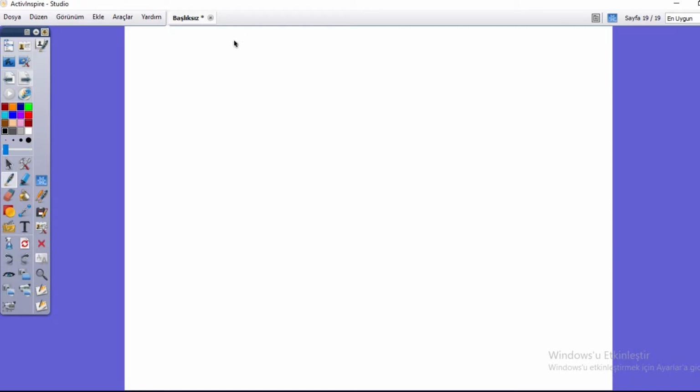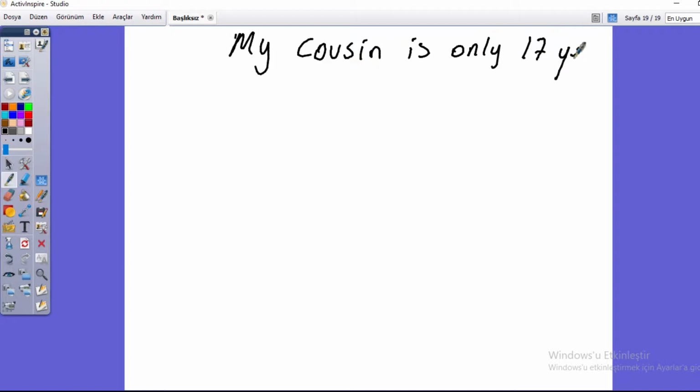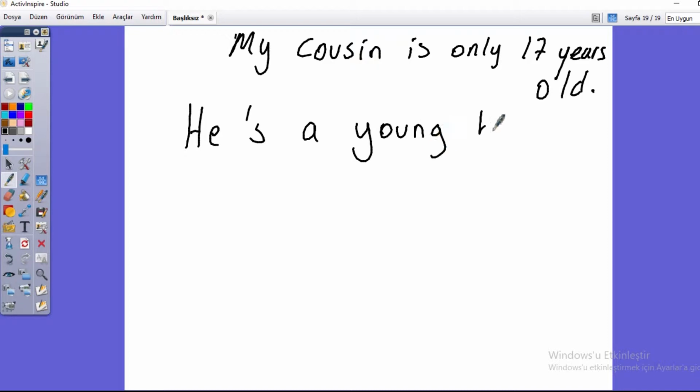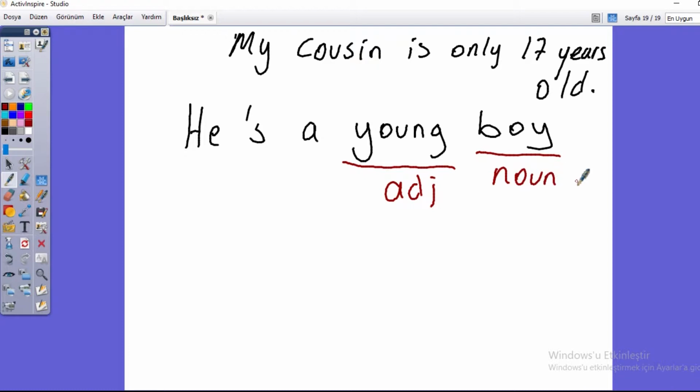My cousin is only 17 years old. So, he is a young boy. The adjective here is young, and the noun here is boy. The opposite of young is old.